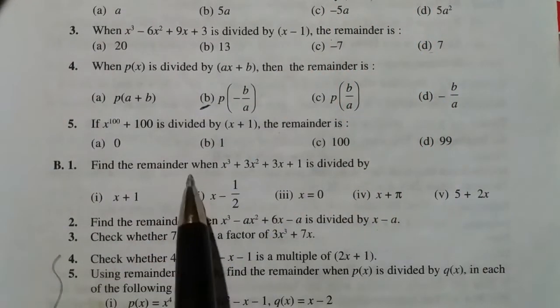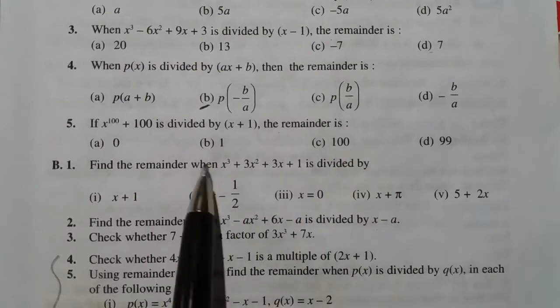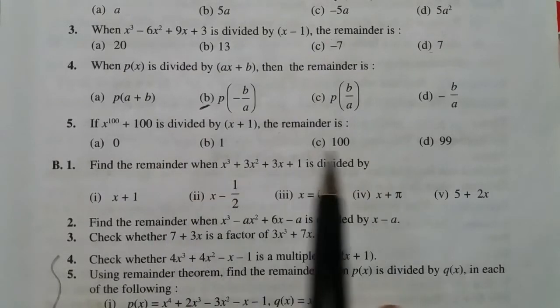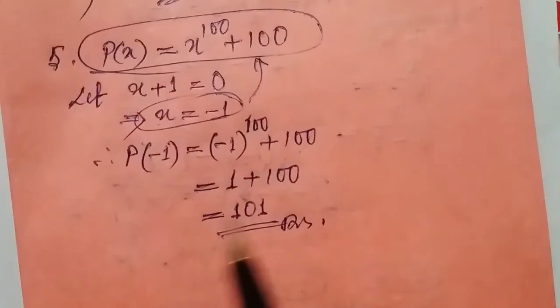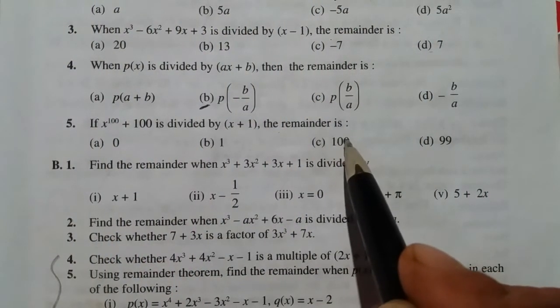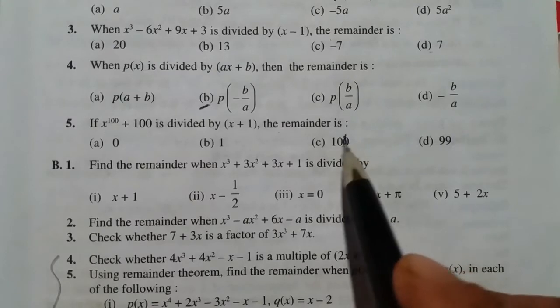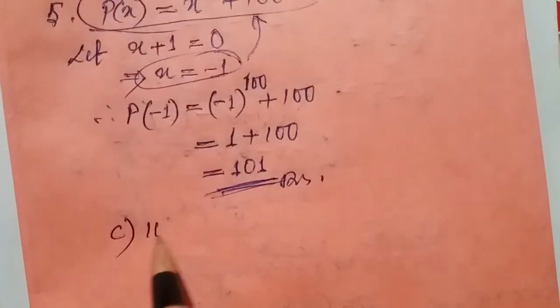So let's see which option gives us this 101. Oh, we don't have 101, which means there is a printing mistake here. So the answer is 101. So we can make any of these 101. So let's make this 101. So C, let's say C is 101.